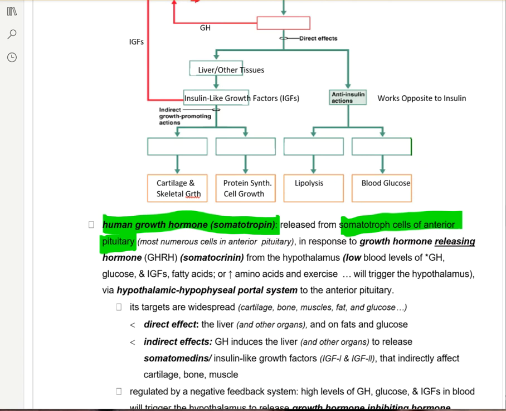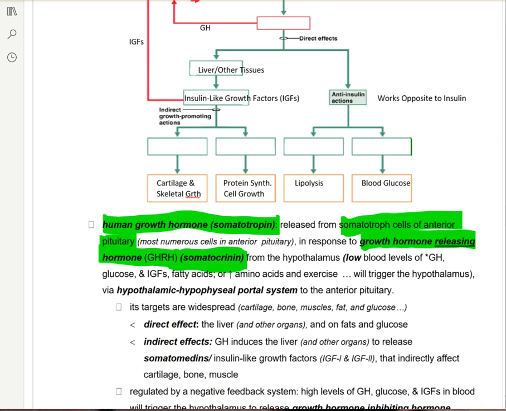It gets released in response to one of these releasing hormones that comes from the hypothalamus. So it gets released in response to growth hormone releasing hormone, that's GHRH. You'll notice the releasing hormones tend to have an RH at the end for releasing hormone, and the inhibiting hormones, if there is one, have an IH for inhibiting hormone. This one is also called somatocrinin. So usually I just refer to it as GHRH, and I refer to growth hormone as GH, but it's good to know these other terms as well.